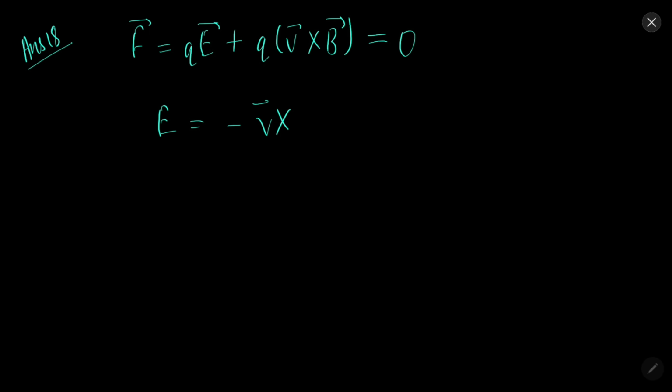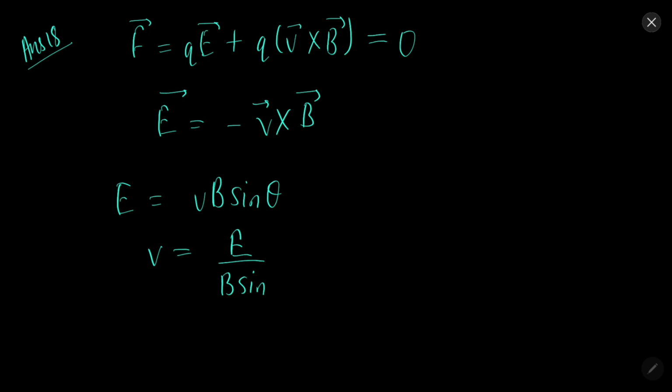18th one. So we know that the force is given by QE plus QV cross B, and we want this to be 0. So this means E will be equal to minus V cross B, or E will be VB sin theta. So the direction of V cross B should be opposite to E. Okay, so hence V should be in the positive YZ plane. So ultimately V will be E over B sin theta.